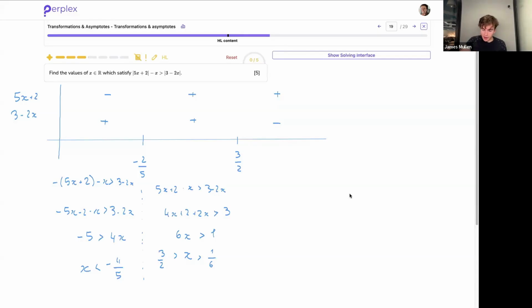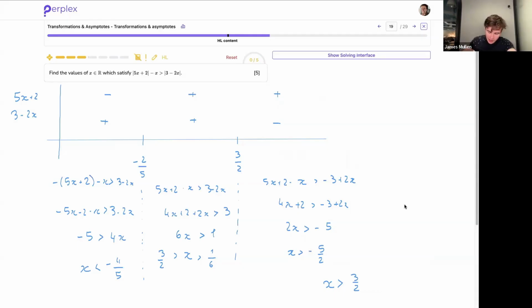Now what happens on the other side? When x is greater than 3 over 2, then 5x plus 2 is positive, so it doesn't change. But 3 minus 2x is negative, so it changes sign, and it's going to be negative 3 plus 2x. Okay, so again, 4x plus 2 is greater than minus 3 plus 2x. Simplify as much as I can. I'm going to get 2x bigger than negative 5, or x is bigger than negative 5 over 2. But again, this is only true in the interval where x is bigger than 3 over 2. And so I have to combine that with the fact that x is bigger than negative 5 over 2. Well, if x is bigger than 3 over 2, then it's necessarily bigger than negative 5 over 2. So the solution in this interval is just x bigger than 3 over 2.